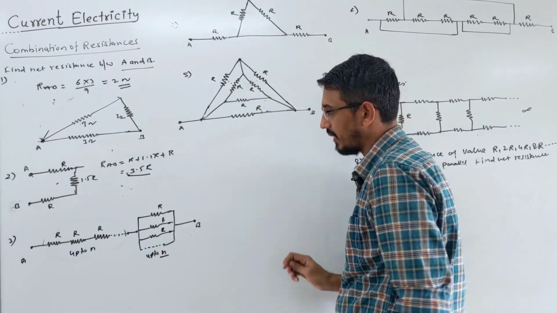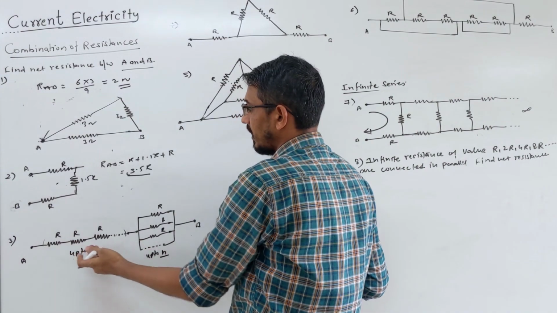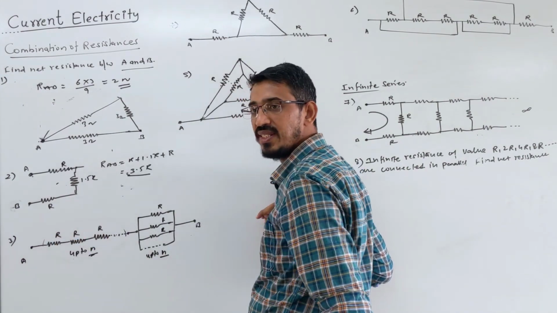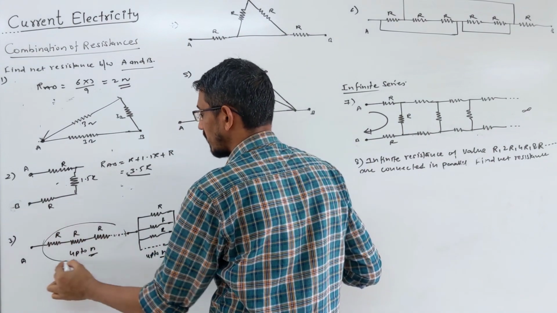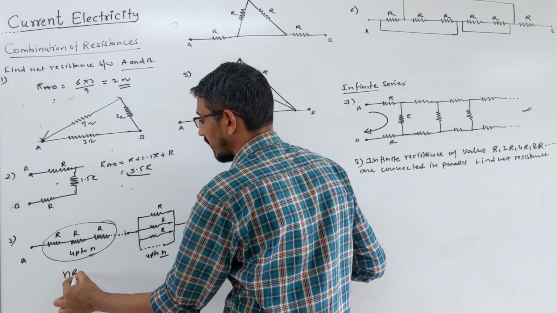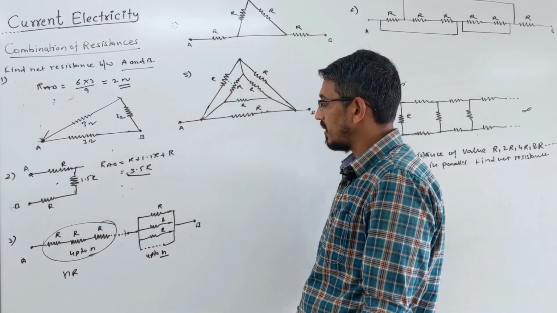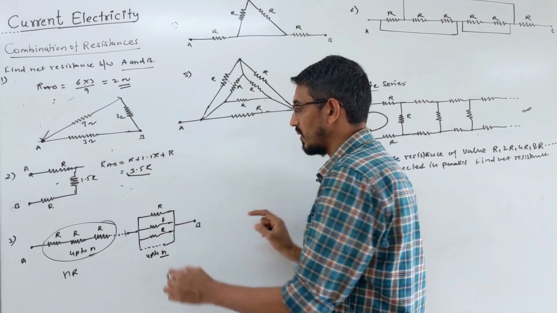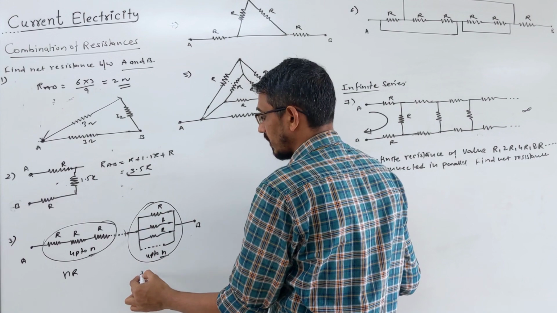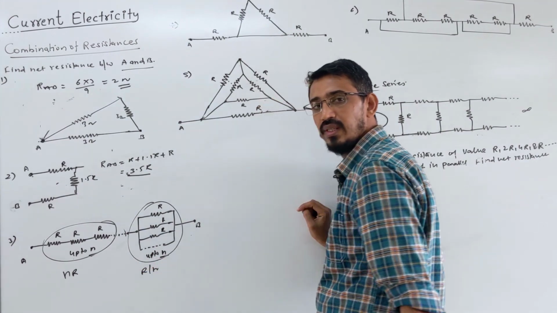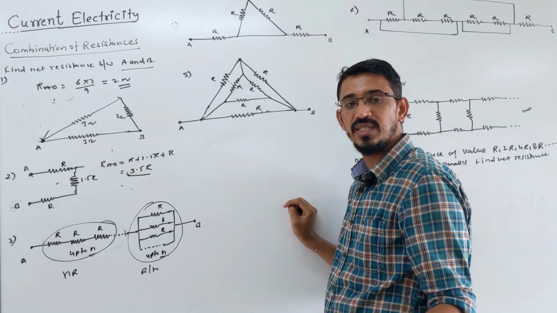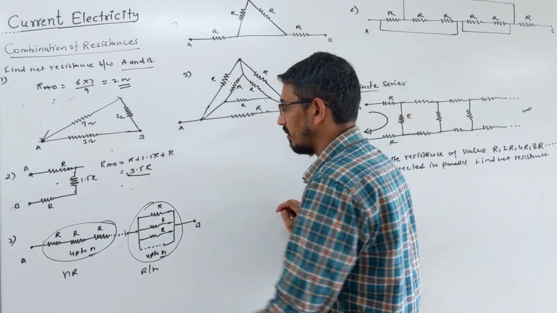In this question they are saying some resistances are connected in series. How many? Up to N number of resistances connected in series. What is the net resistance of all these? Obviously N times R, right? In series. Then R up to N connected in parallel. So what is the equivalent of all these resistances? R by N. Similar resistances, N number of resistances connected in parallel. What is the net resistance directly? R by N.